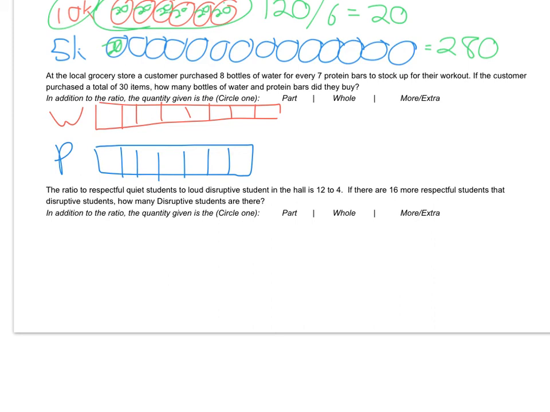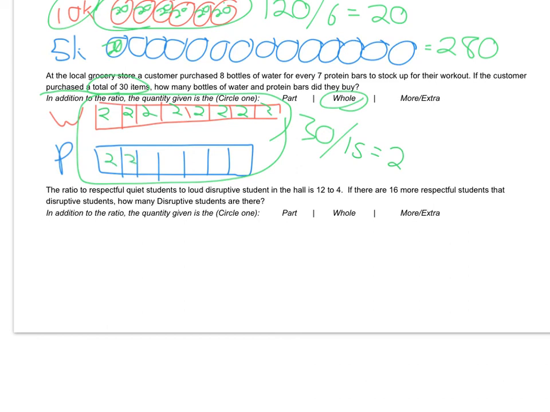This is a whole problem because it said purchased a total of 30 items. So the total items would be the water and the protein bars. And we have 30 items, like it tells us in the problem. And we have, in here we have the 8 and the 7 different groups. So we're dividing that up into 15 groups, which would give us 2 in each part. 2 in every single one of these, and so on.